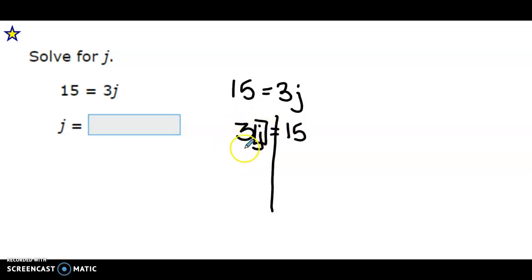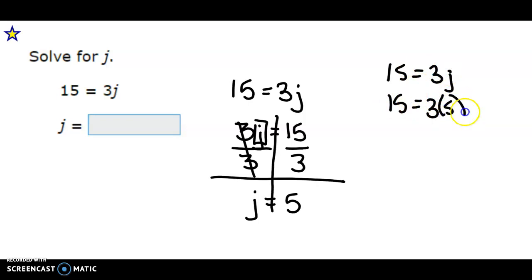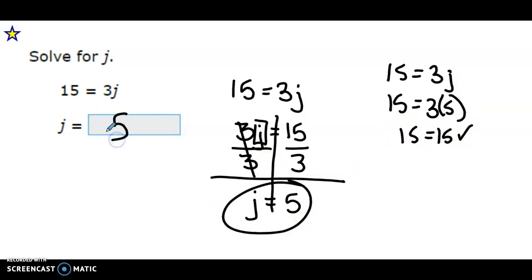Okay. The inverse that we'd be doing, since this is multiplication, would be dividing both sides by 3. So we divide this side by 3, we divide that side by 3, we get 1j equals 5. When we plug it in to our original equation, 15 equals 3j, 15 equals 3 times 5, 15 equals 15, check, so our answer is j equals 5.